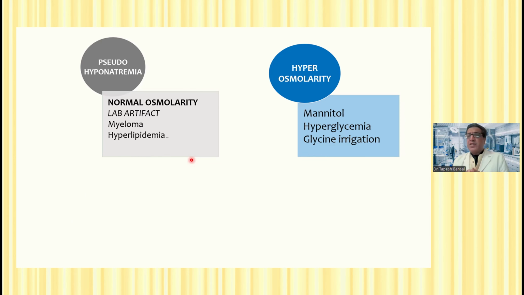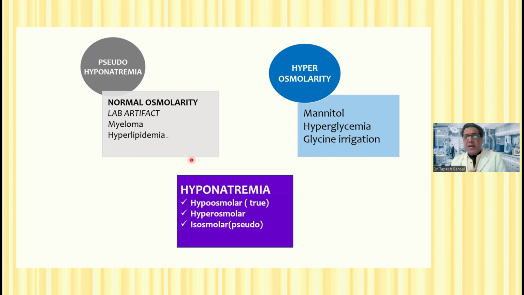And glycine irrigation, used in certain surgeries like TURP, has kind of become obsolete now. This is also not really a cause, but sometimes it can occur. One should be aware.